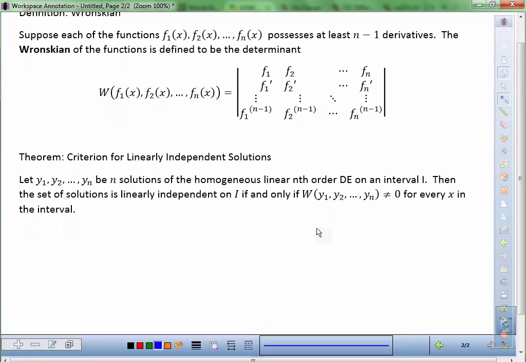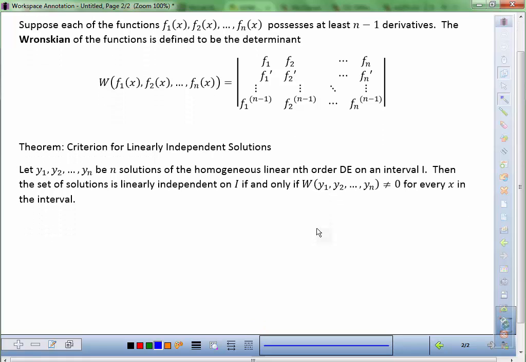So let's test it out with something that is dependent. So we should get 0 for our Wronskian. And then let's get some practice on finding the determinant of the matrix.